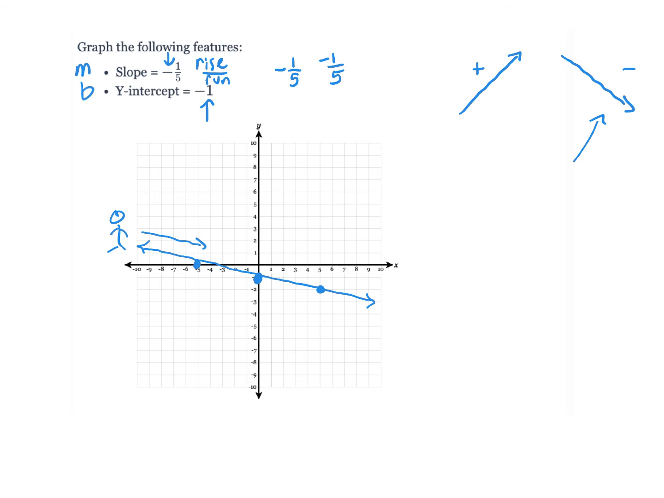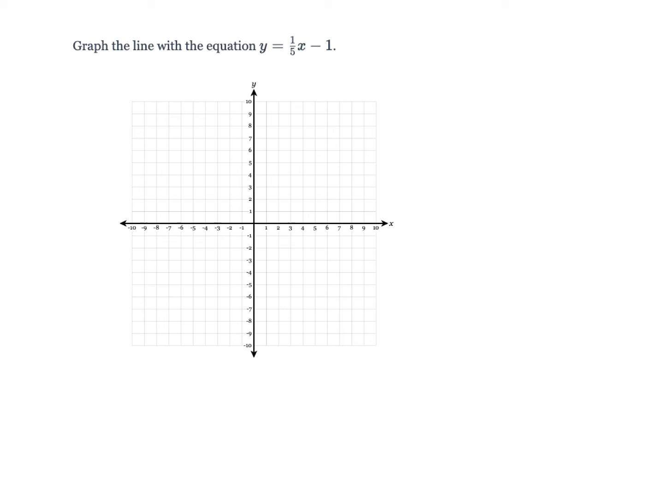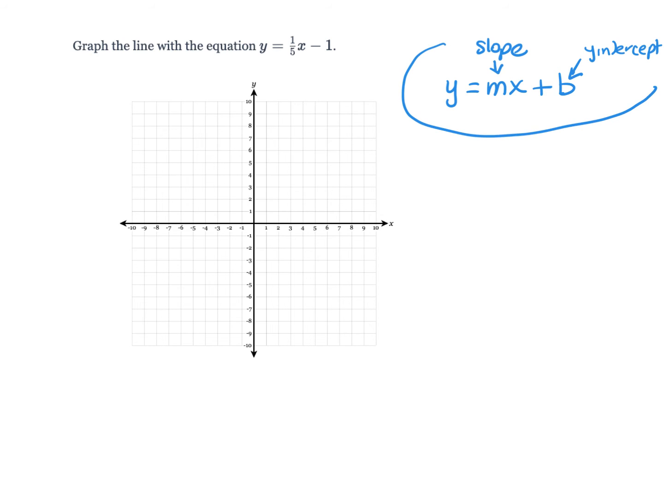So we're moving on. Another skill that we have learned is we could be given an equation in this form. Every line follows the same equation, which is y equals mx plus b. M is our slope, B is our y-intercept. If you don't have this in your notes, please pause to put it in your notes. Remember, the y-intercept is where it crosses the y-axis.